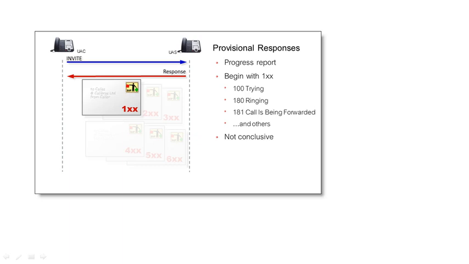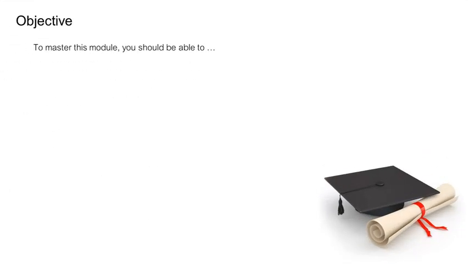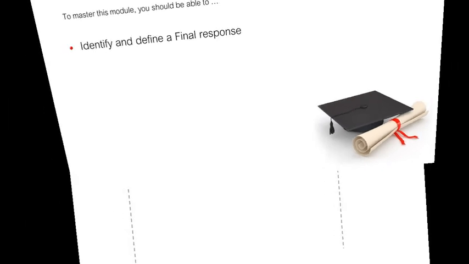We've discussed already the nature of provisional responses, particularly how they just report progress and how they're not at all conclusive. In this module, we'll look at responses that are conclusive. In fact, by the time we're done, you should be able to identify and define a final response.